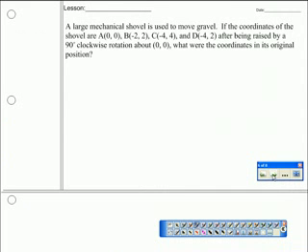Okay. We could also use the rules given something like this to figure out its original, correct? How would we do that? If we were given the coordinates after the rotation, how could we figure out the original coordinates?